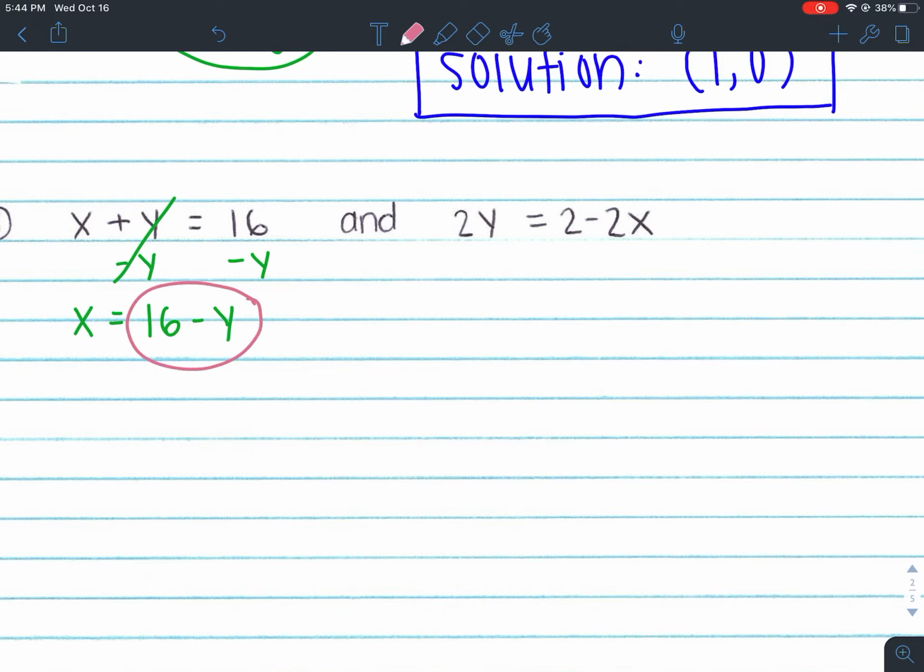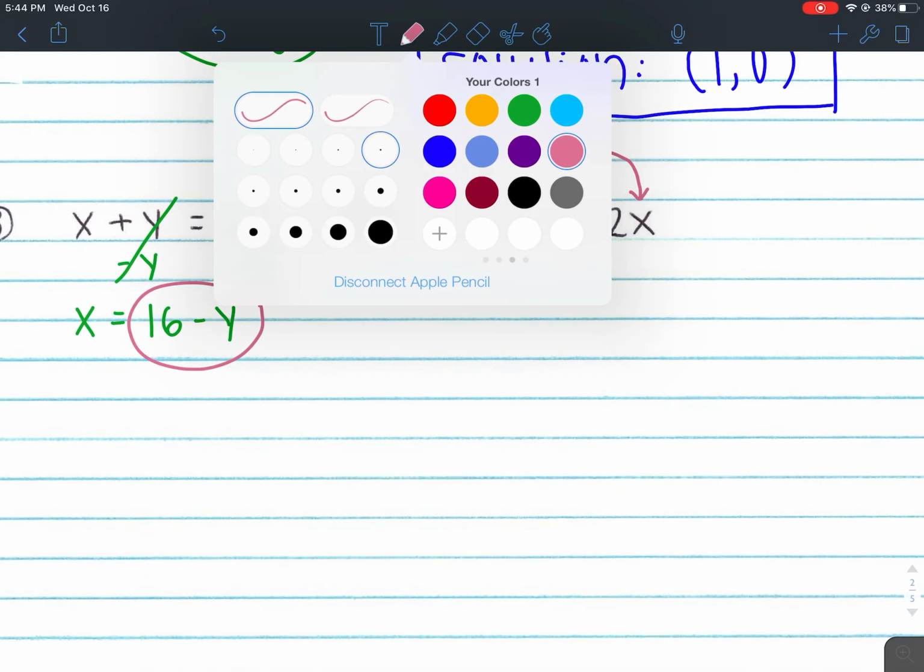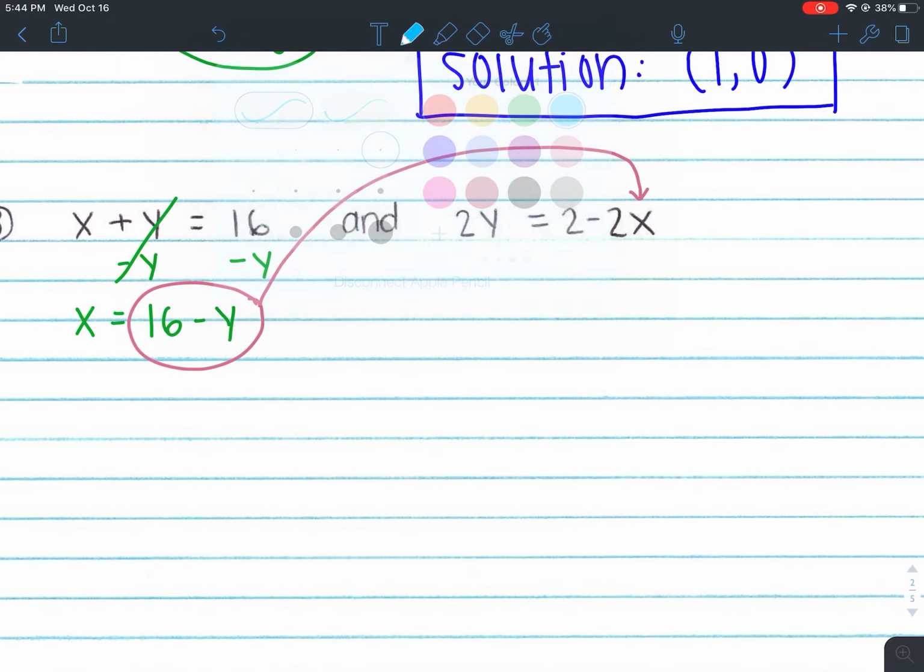I'm going to plug 16 minus y in for the x value in the other equation. Do you have to draw all these ridiculous arrows? No. I'm going to so that you can see what I'm doing, because obviously you're just looking at a screen. So x equals 16 minus y. So I'm going to plug this in for my x value.